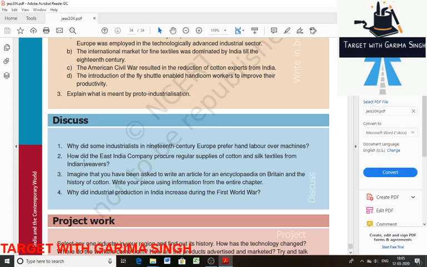Then, how did the East India Company procure a regular supply of cotton and silk textiles from Indian weavers? So, the English East India Company used different means to procure silk and cotton from weavers, like appointment of paid supervisors called gomasthas. They also collected supplies and examined cloth quality of the weavers, then prevention of company weavers from dealing with other buyers through a system of advances and loans. This you can write.